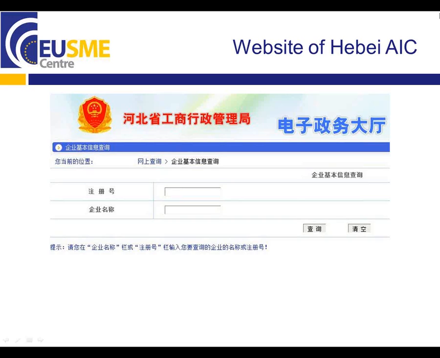So, for example, if you cooperate with a company which is registered in Shanghai, you cannot in most cases find it in the large central database, and definitely you will not find it in the Beijing database. Here we are showing the website of the Hebei Administration of Industry and Commerce. You can see that the search looks quite simple. Even though it is in Chinese, it's not such a big problem for someone who can speak Chinese. You can search based on the business license number or by the name.